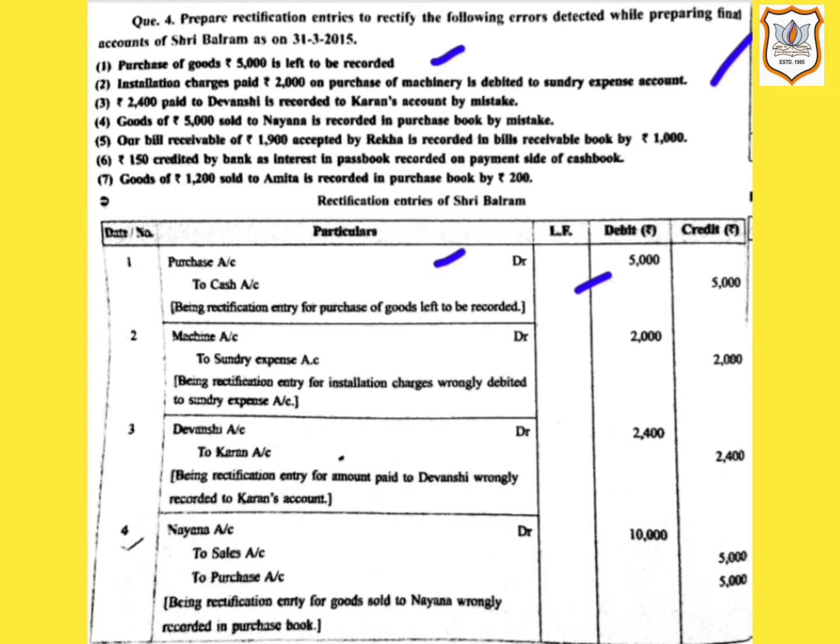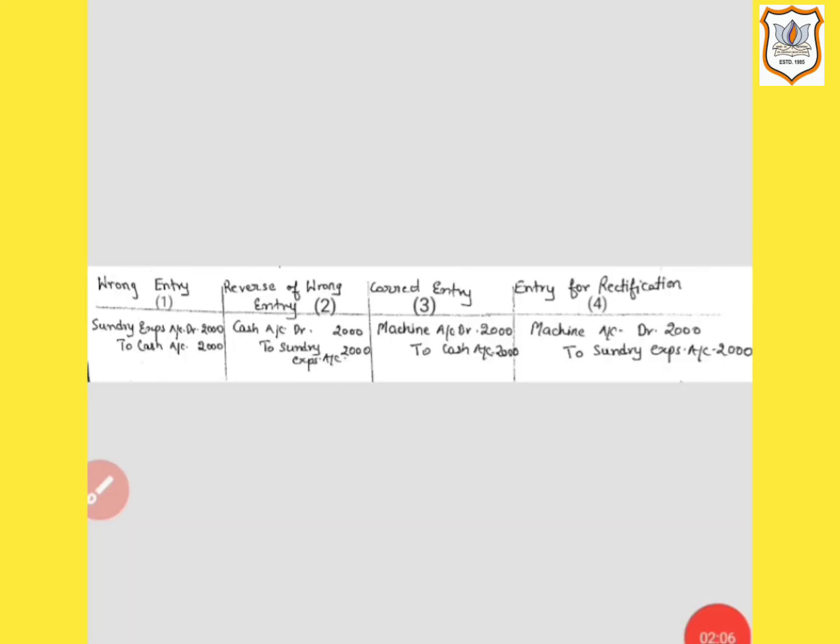That means when an error arises because of non-compliance of accounting principles, it is known as an error of principle. These types of errors do not affect the trial balance. So let us see the working note or steps to be followed for rectifying such kind of error. Here for rectifying such errors, 4 steps can be followed.